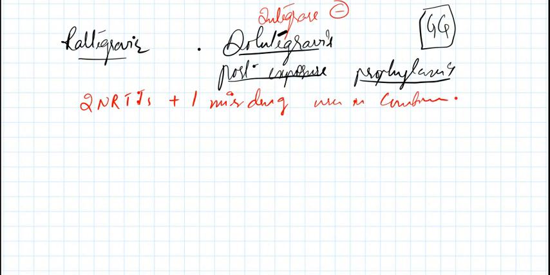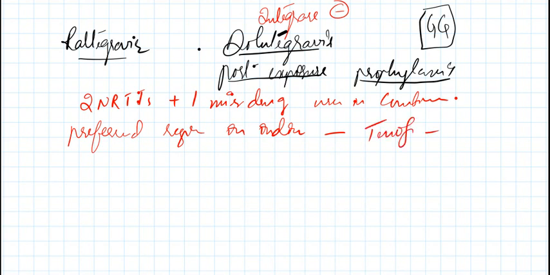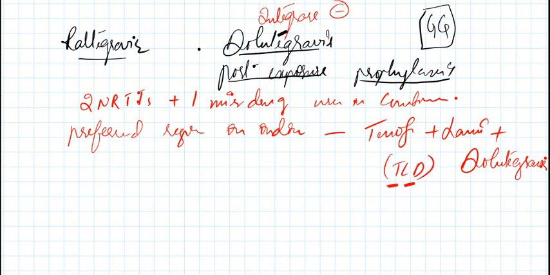Now, what is the preferred regimen in India? This is the MCQ. If you ask me, what is the preferred regimen in India? It is tenofovir plus lamivudine plus dolutegravir. That is the shortcut, you call it TLD. Tenofovir, lamivudine, dolutegravir is the preferred regimen in India for post-exposure prophylaxis of HIV. You got me there? You got me completely?